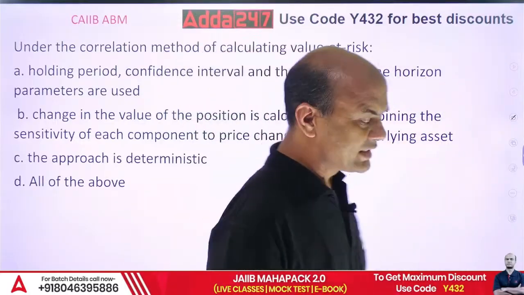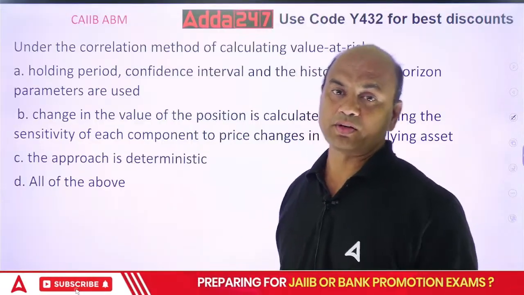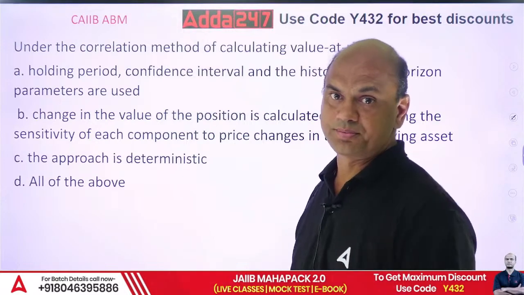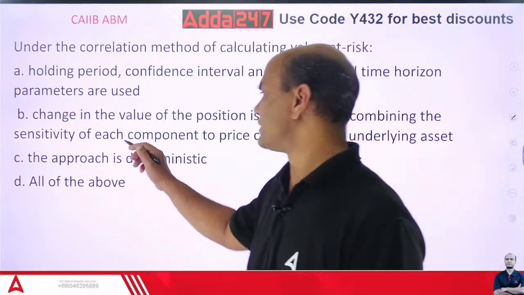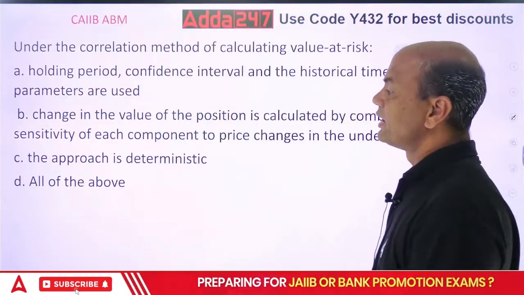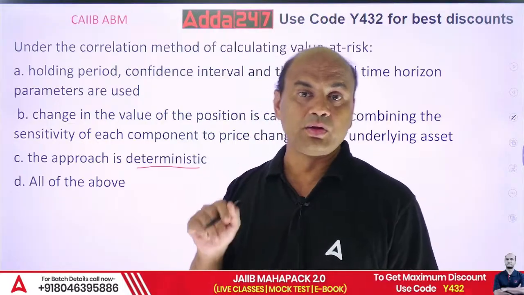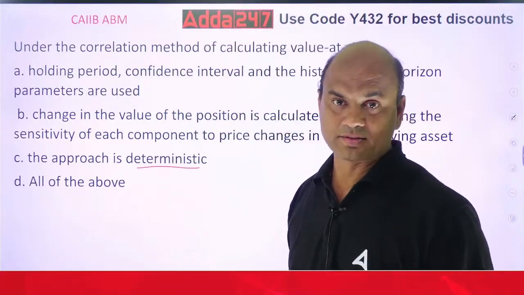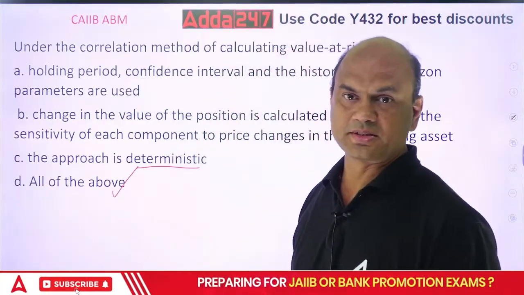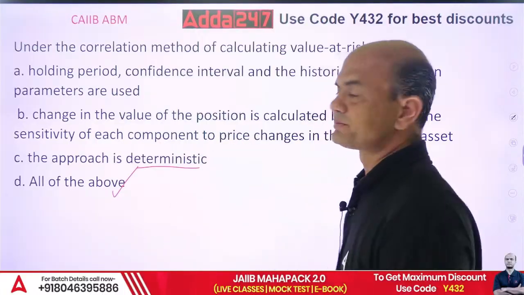the sensitivity. Now what do you mean by sensitivity over here? Sensitivity over here means standard deviation, volatility, the standard deviation of each component to the price changes in the underlying assets. And the approach is deterministic. Deterministic means you have to get some final answer. So the answer is all of the above. All of them is the answer, because all the three parameters are required over here for VAR.